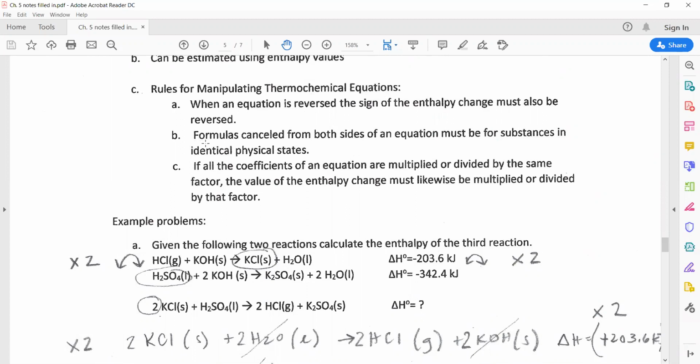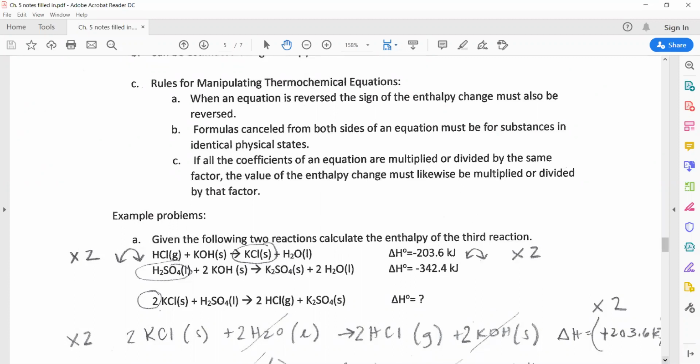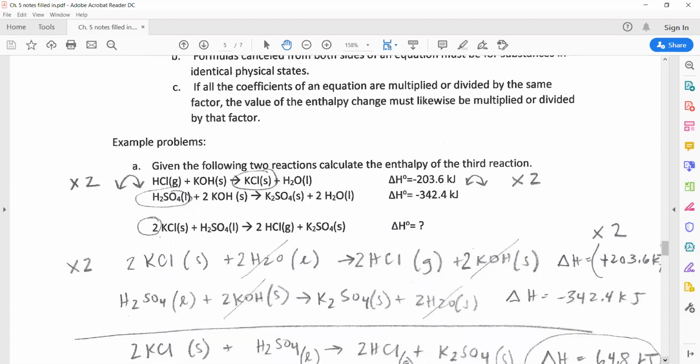Also, when we put these different equations together, we can cancel anything that shows up on both the left and the right side as long as they're identical states. So if we have liquid water on the left, it can cancel with liquid water on the right, for example. And then when we're working with coefficients, if we multiply or divide all of the coefficients by a number, then you also have to do the same thing to your enthalpy change, to your delta H. You also have to multiply it by 2 or divide by 2, whatever you did. And then you add these together to get the overall. I'll show you an example.